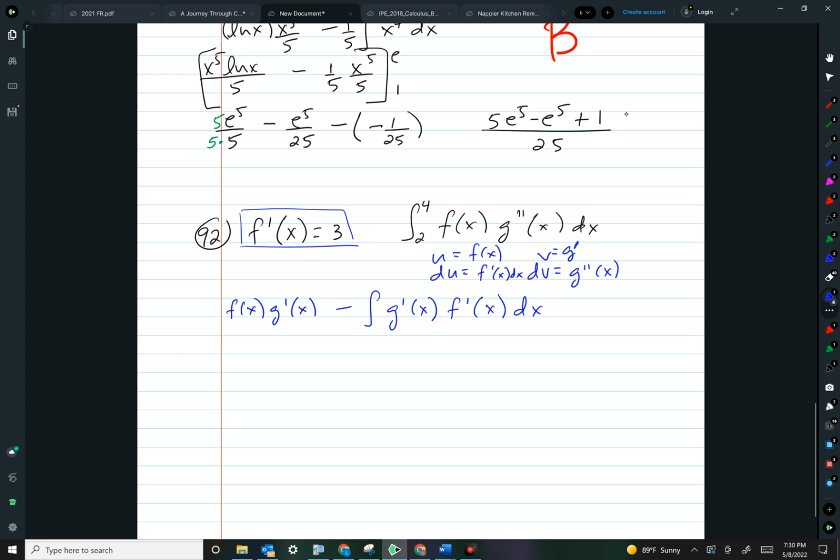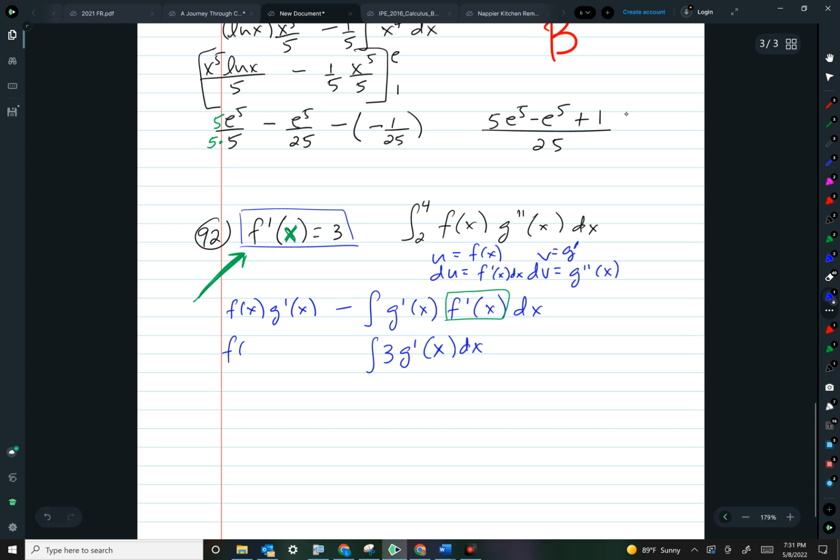missed out on. This part that they give us in the problem, this says f prime of x is 3, and the significance of that statement is it's f prime of x. And what that means is f prime, no matter what x is, is always 3, which means I can replace this f prime of x with 3. So what I have here is the integral of 3 times g prime of x, which means I don't need to do integration by parts to integrate that.